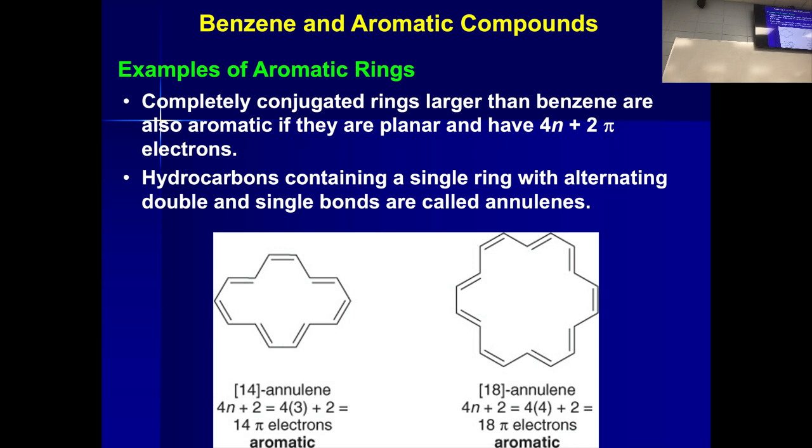Mothballs. The molecule is called naphthalene. It too is an aromatic molecule, but it looks like 2 rings attached to each other. But it is cyclic. I can start at 1 carbon, go all the way around and get back to where I started. If I built a model of it, it would be planar. Each carbon atom has a p orbital. It's completely conjugated, and it has 10 pi electrons. That satisfies Huckel's rule. It is aromatic.